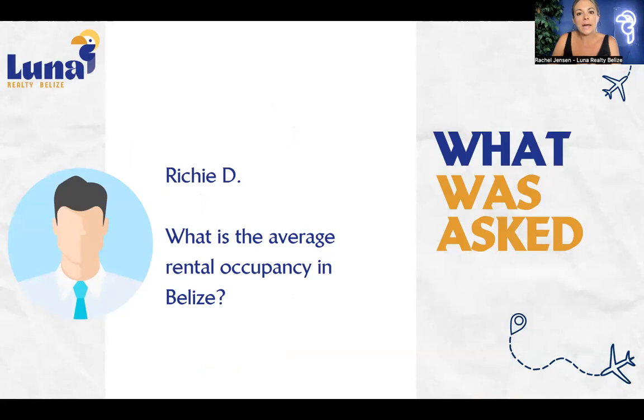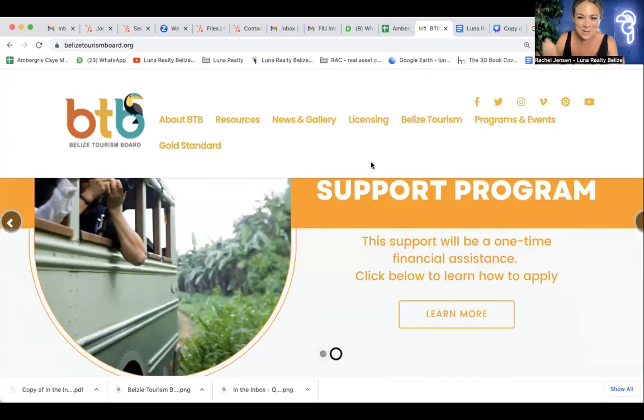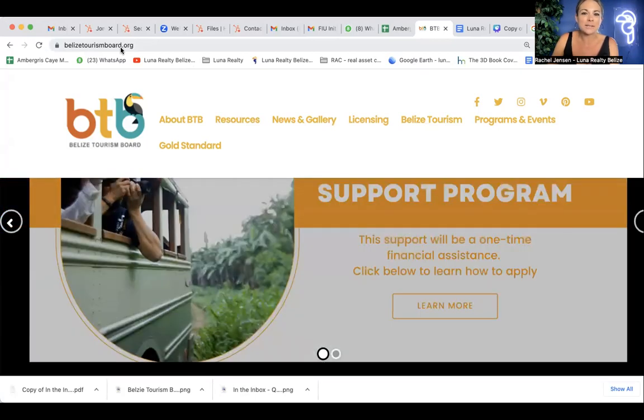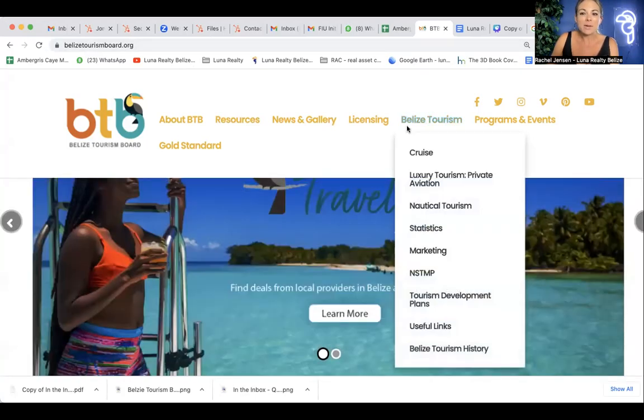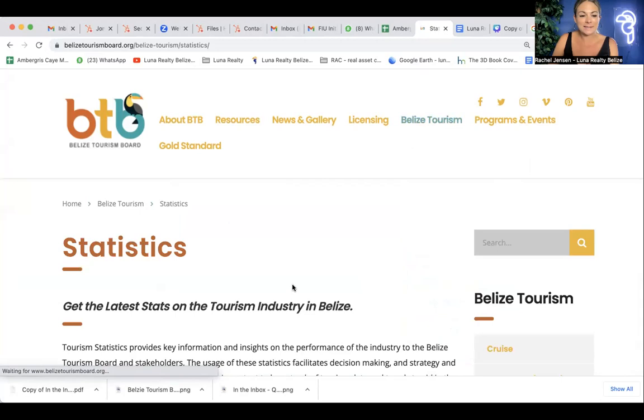And what I like to do is guide people directly to the Belize Tourism Board website, and I'm going to show you how to do that here. I did pull some of the numbers to give you a little bit more information, but first and foremost, I'm going to show you how to find this information at any time that you want it. So you go to BelizeTourismBoard.org. And then from there, you go to Belize Tourism on the site map at the top, and jump down to statistics.